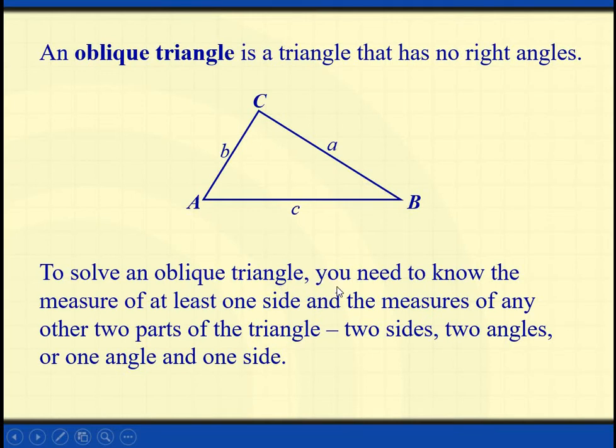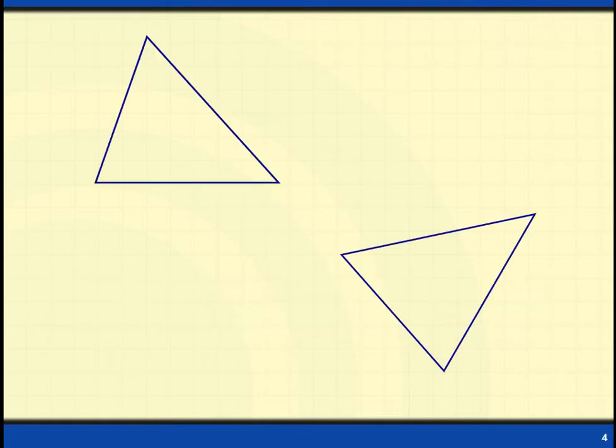To solve an oblique triangle, we need to know at least one side of the triangle, and at least one side with two sides, or one side with two angles, or one angle on one side. So these are the four conditions that we have to know for us to be able to solve an oblique triangle. However, before we solve for oblique triangles, I want to review this.